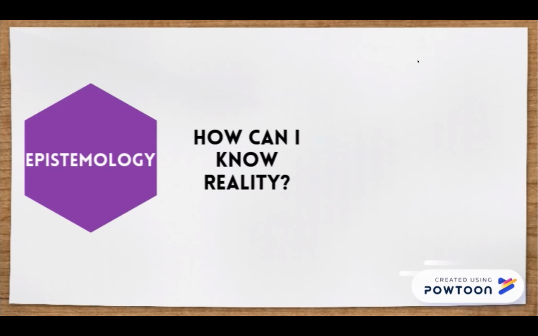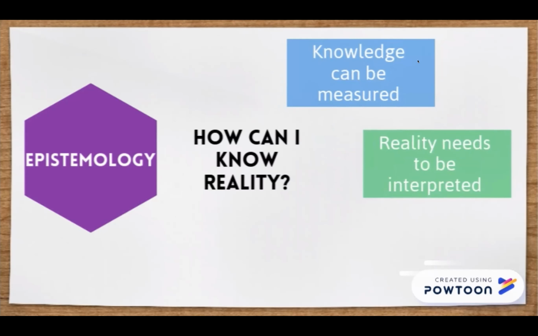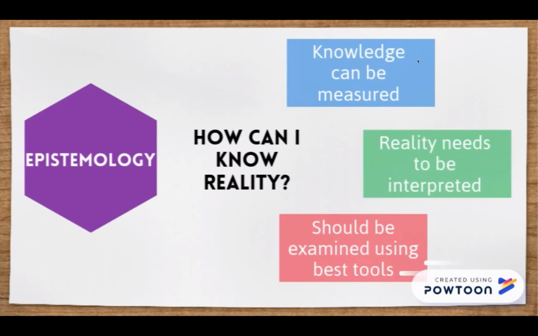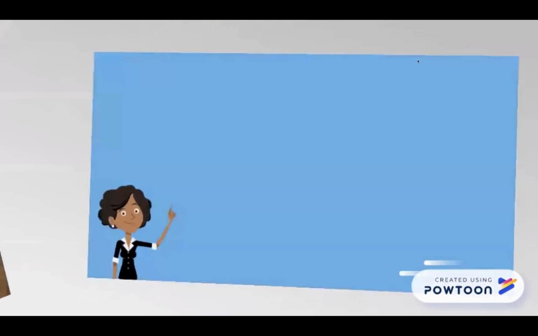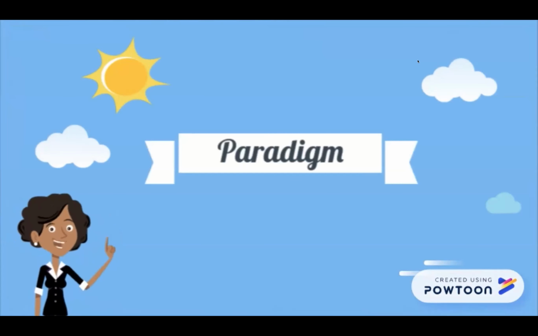Firstly, the belief that knowledge can be measured using reliable designs and tools. Secondly, the belief that reality needs to be interpreted to discover the underlying meaning. Thirdly, that knowledge should be examined using whatever tools are best suited to solve the problem. When you combine your ontology and epistemology together, you are able to get a holistic view of how you understand knowledge. This is what we mean when we refer to a research paradigm.